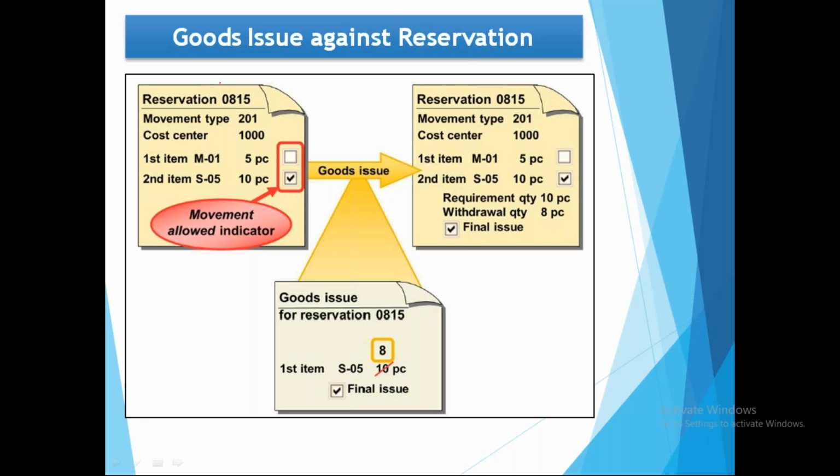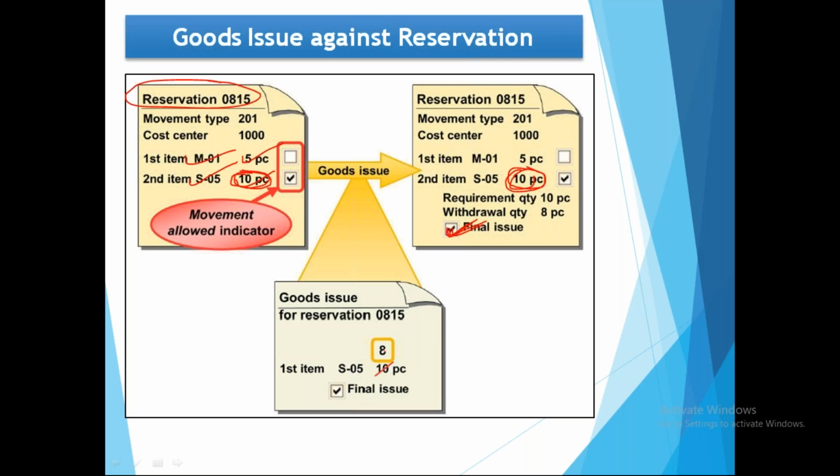When you do the goods issue, let's say you have a reservation with two items. The first item requires 5 pieces, the second item requires 10 pieces. Now when you do the goods issue, let's say you posted 10 pieces, exactly the required quantity, then the system will automatically activate the final issue indicator checkbox. If your required quantity is 10 and you posted exactly 10 to the plant, then the system will activate the final issue indicator.